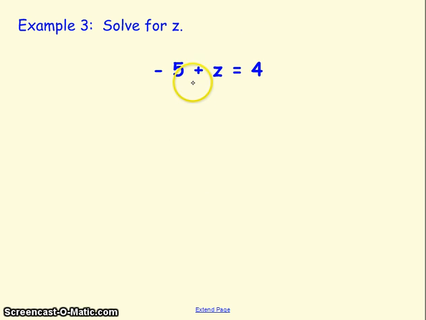In this third equation, we've got negative 5 plus z equals 4, and we need to be able to get rid of that negative 5. So to counteract it, what we need to do is add 5 to each side. And again, we're going to have like a big addition problem.